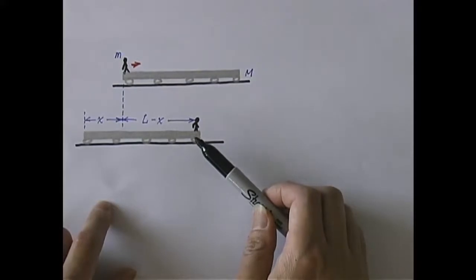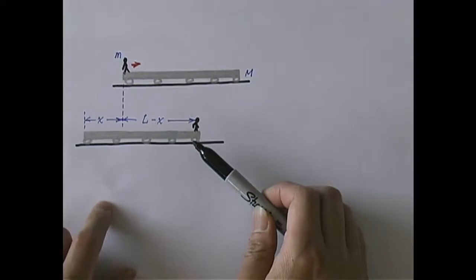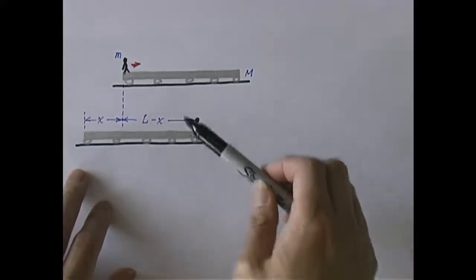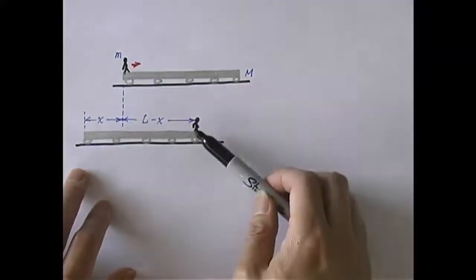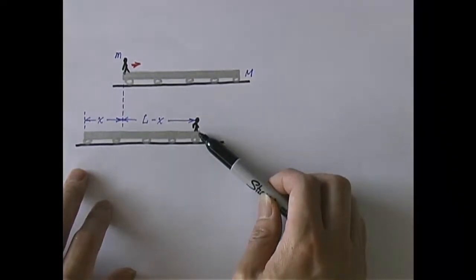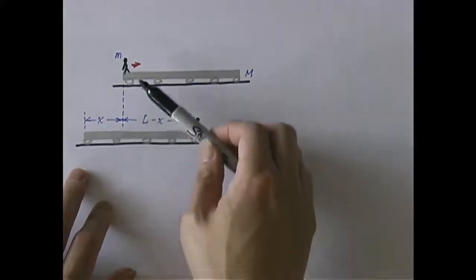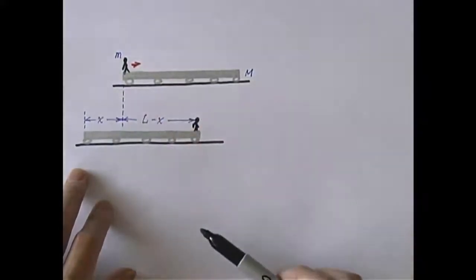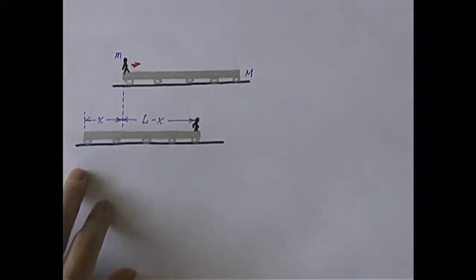I'm not going to tell you how fast the person walks. I'm not going to tell you whether he slows down or he speeds up. All I want to know is, if his mass is small m, by the time he reaches the right end of the flatbed car, how far has the car itself retreated backwards? That is, what is x equal to?